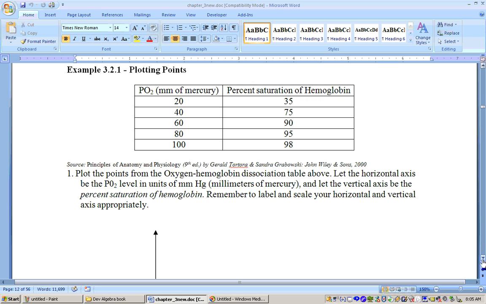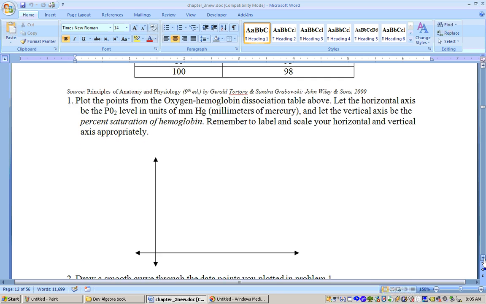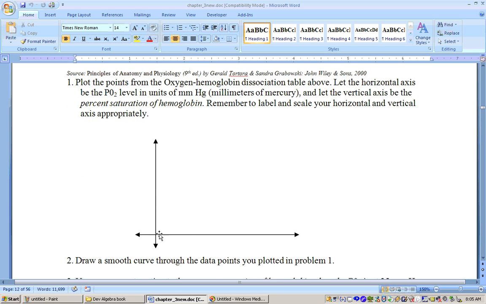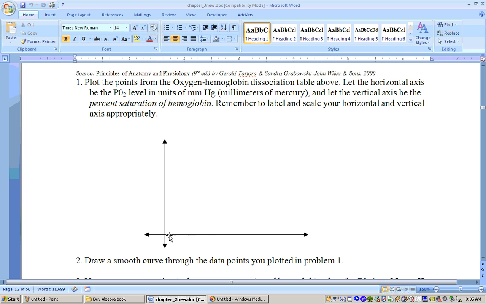So we're going to graph these on an x and y axis. This x-axis is your horizontal axis, and that's going to stand for the percent saturation of hemoglobin on this problem. And this vertical axis is your y-axis, and that's going to be your PO2 level. Now, hopefully you already have your book so that you can follow along with this, and we need to plot these points. So let's go ahead and do that.